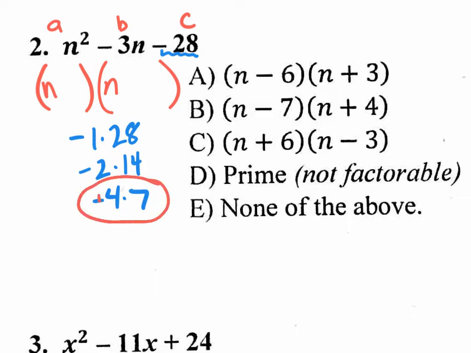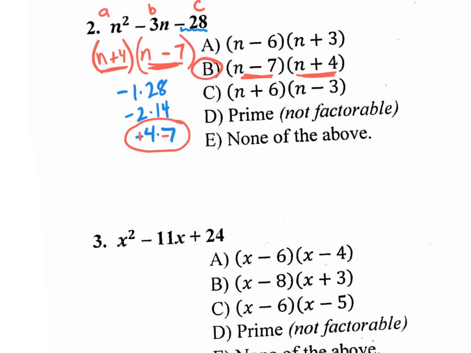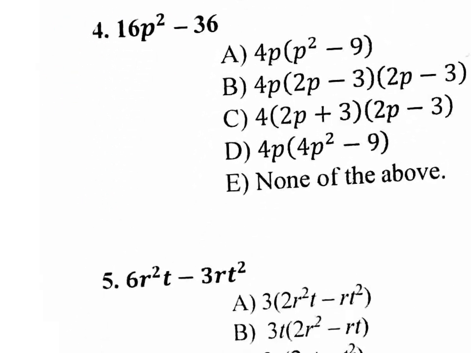So let's change that to a positive 4 and a negative 7, and then you're good to go. Just plug in that plus 4 right there and that minus 7 right there. And we're done. We just need to identify which one's the correct one, and it is B. Right here, B. It doesn't have to be n plus 4 first and then n minus 7 second. It could be switched around, n minus 7 and n plus 4. So the correct answer is B. Let's jump to number 4.